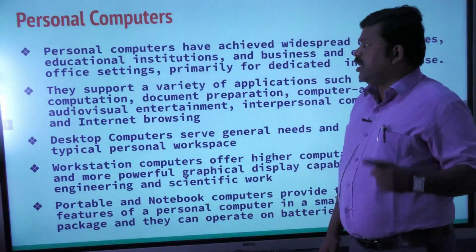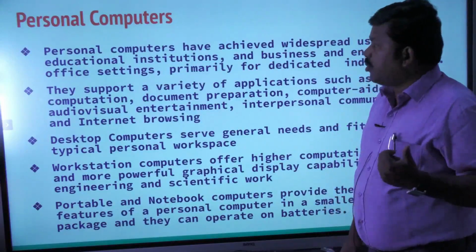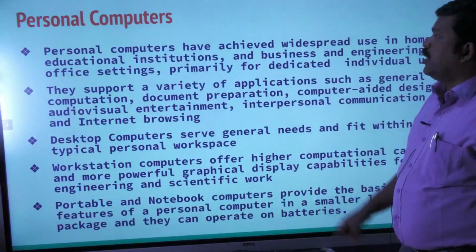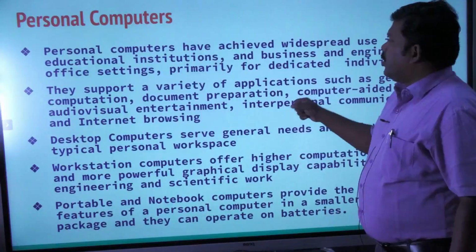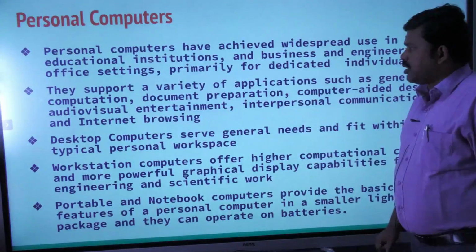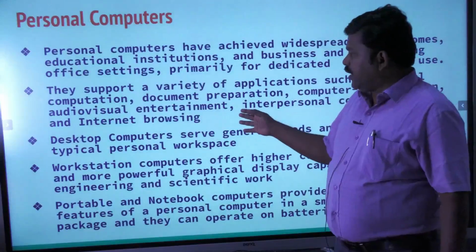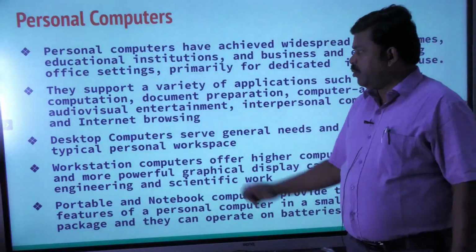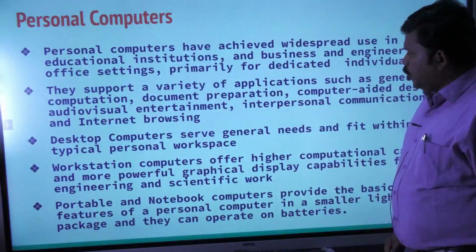For a single user, they need a keyboard, a CPU, a monitor, and a power supply. So everything required for a single computational task is available in the computer. That computer we call a personal computer. Personal computers support a variety of applications such as general purpose computation, document preparation, computer aided design, audio visual entertainment, gaming, interpersonal communication, and internet browsing. These are the major areas where personal computers are heavily used.